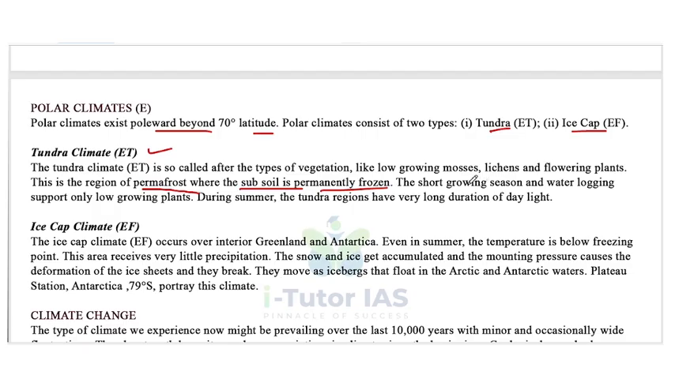During summers, what happens? The tundra regions have a very long duration of daylight.